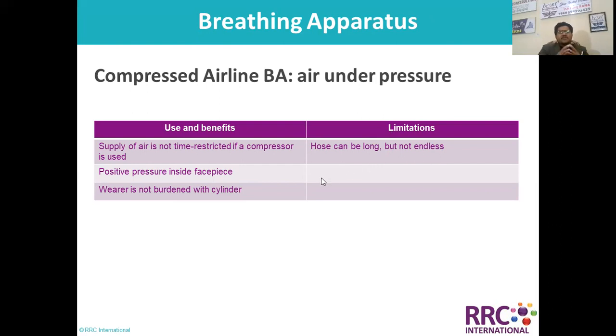So whenever we are working on a project in a toxic environment, make sure the breathing apparatus system is not an SCBA, self-contained breathing apparatus. You are always wearing it and it's heavy, and of course it will be disturbing for us after a certain time period. So the best strategy is to use SABA, supplied air breathing apparatus, and make sure, even though there is a limitation, that the hose can be long but not endless.